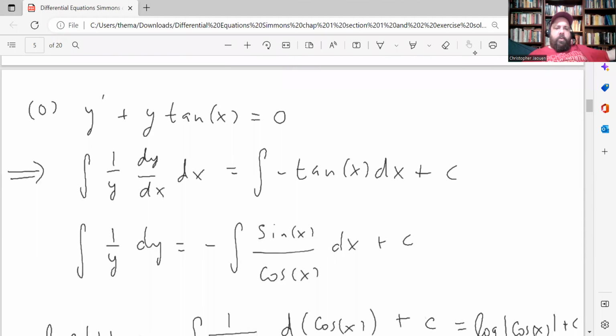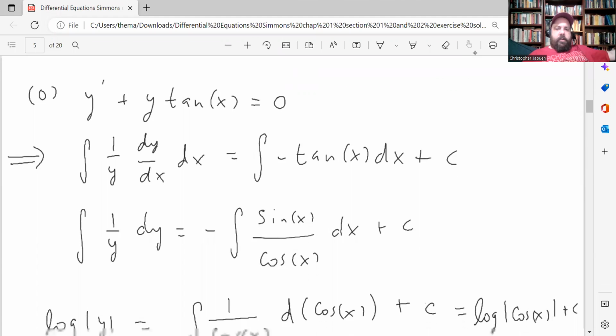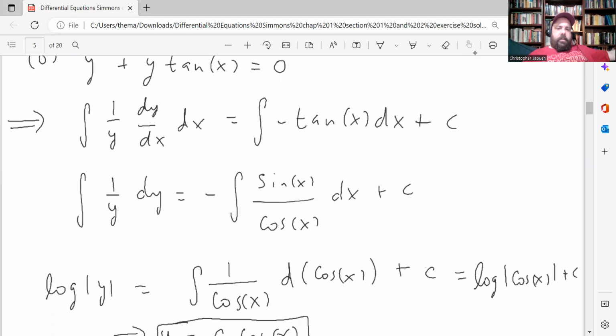For part O, we want to solve this differential equation here. And again, this one is also separable. So you bring the y tan x over to the right-hand side, which gives you negative y tan x on the right-hand side, then divide by y, and you get this integral equation here. The left-hand side is an easy integral. That's ln, the natural log of the absolute value of y.